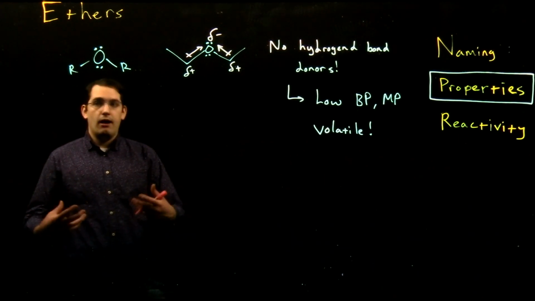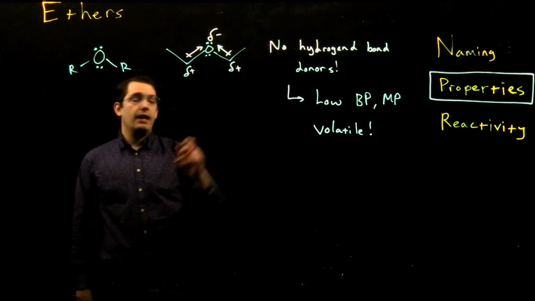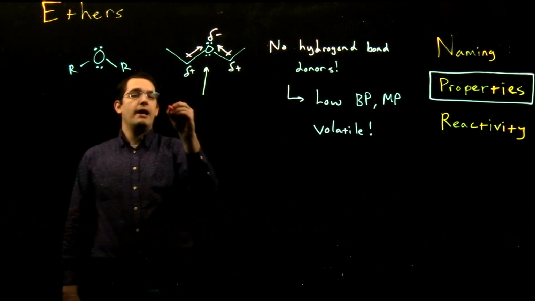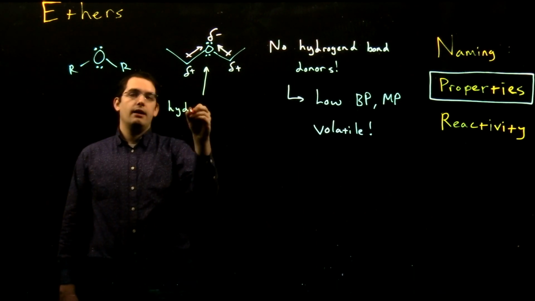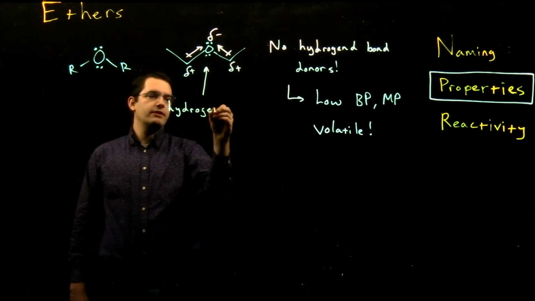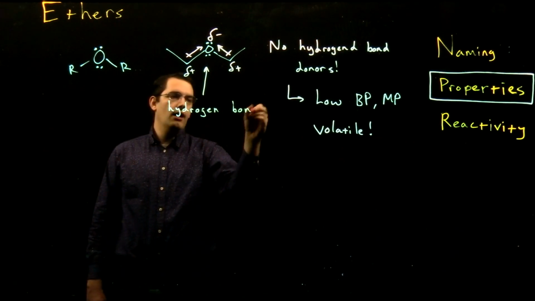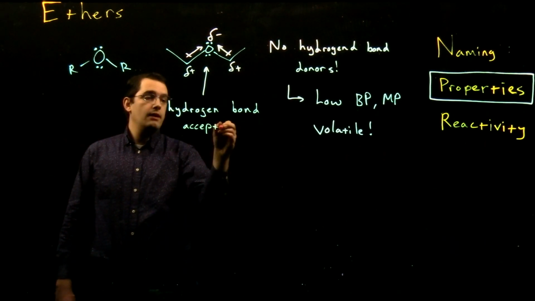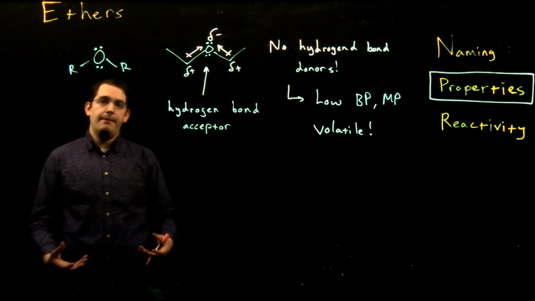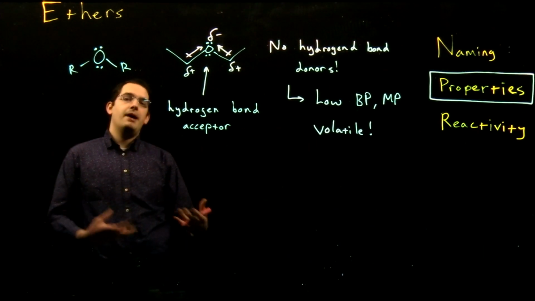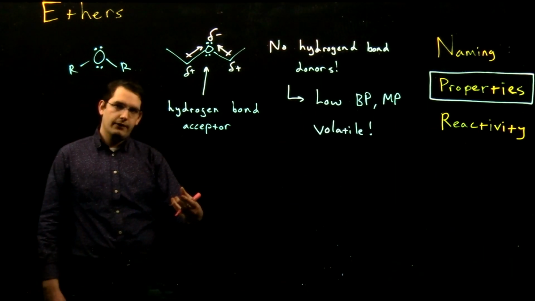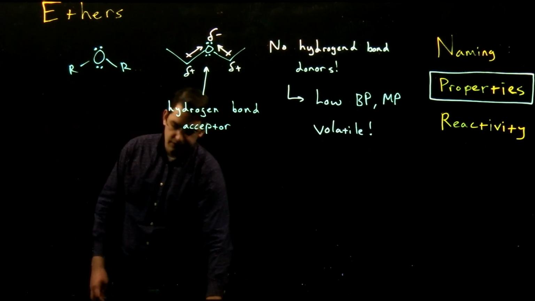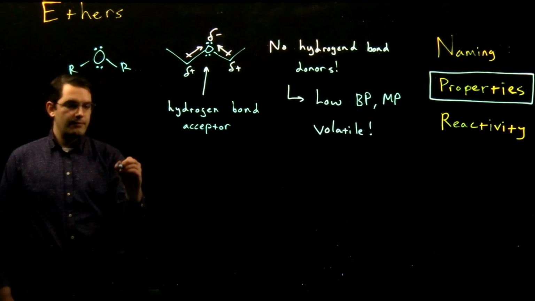Now, while our ethers are aprotic and don't contain any hydrogen bond donors, we do still have our hydrogen bond acceptor in the form of our oxygen here at the center of our ether molecule. So of course, since we have a hydrogen bond acceptor, that means that we can form hydrogen bonds with other molecules that are hydrogen bond donors. So that includes things like water, right?